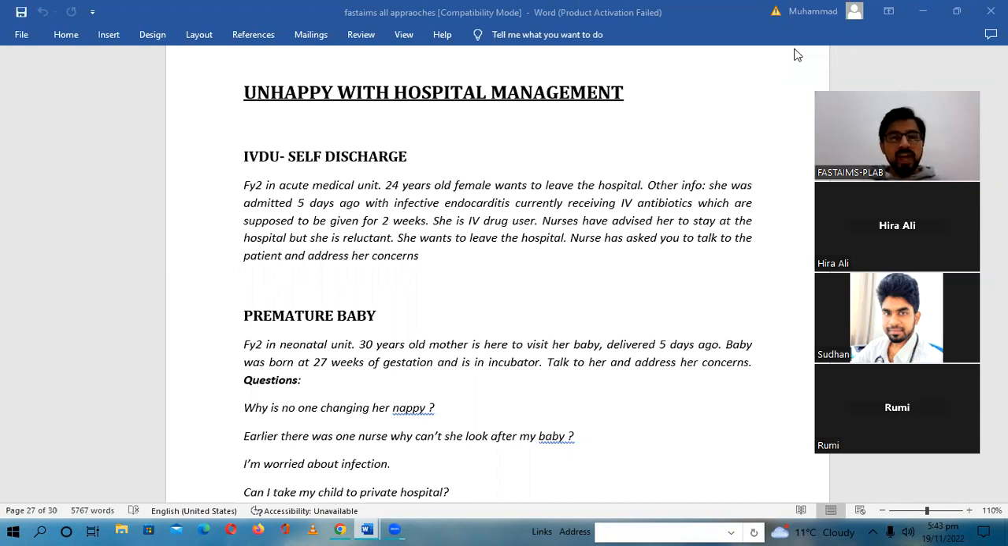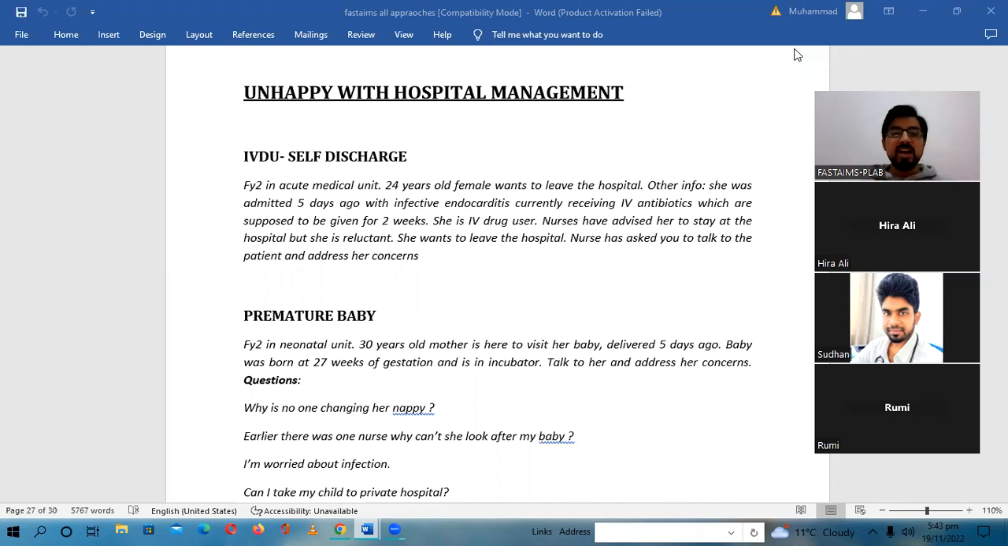So we have this scenario: you are an FY2 in the acute medical unit, and a 24-year-old female wants to leave the hospital. Other information you have about the patient is that she was admitted 5 days ago with infective endocarditis. Currently, she is receiving IV antibiotics, which are supposed to be given for 2 weeks. She is an IV drug abuser, and nurses have advised her to stay at the hospital, but she is reluctant. She wants to leave the hospital. The nurse has asked you to talk to the patient and address her concerns. Okay, so you have to deal with this.